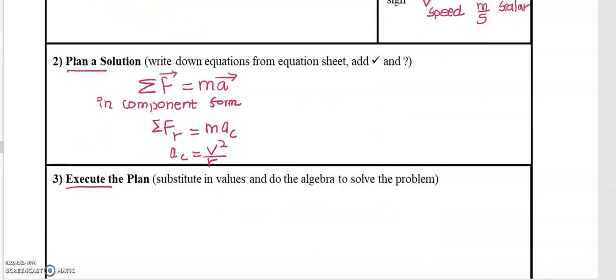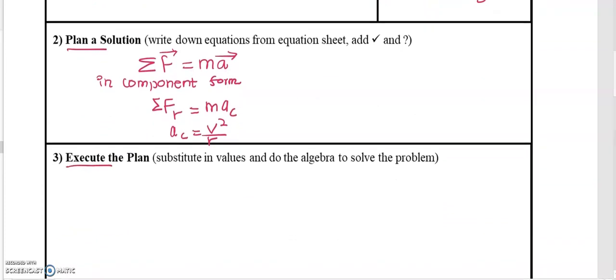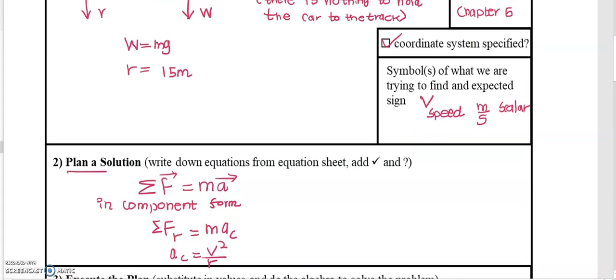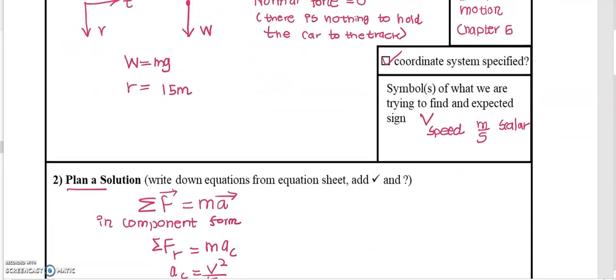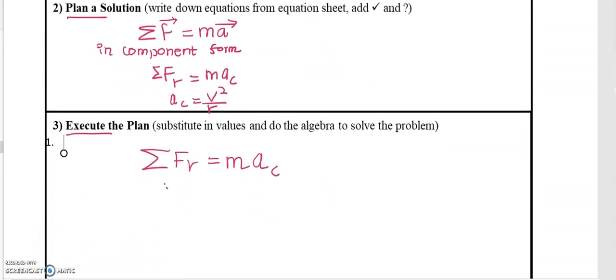And now let's execute the plan. We're going to use Newton's second law, the component form. If you look at the free body diagram, there's only one force acting on the object. That would be weight. And it's acting towards the center. So according to our coordinate system, it's going to be positive.